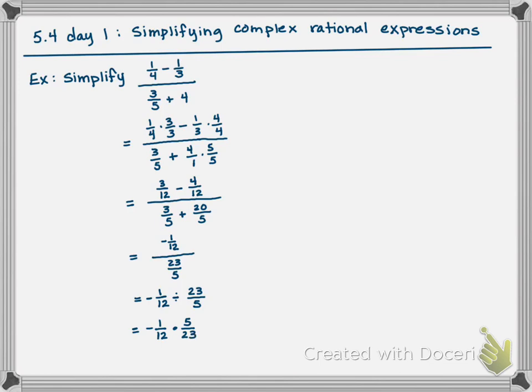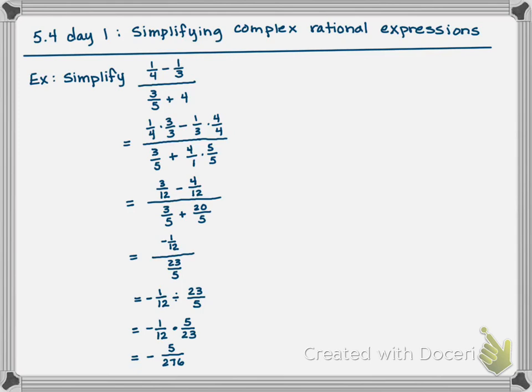And at this point, I would factor so that I could cancel. However, 5 can't be factored, and 12 is just 2s and 3s, right? And 23 is also prime. So I can see without actually doing anything that I'm not going to be able to cancel anything out. So I'm not even going to bother factoring that 12 because it doesn't do anything for me. So we end up with negative 5 over 276. Which isn't super pretty, but it's a lot prettier than what we started with, right?